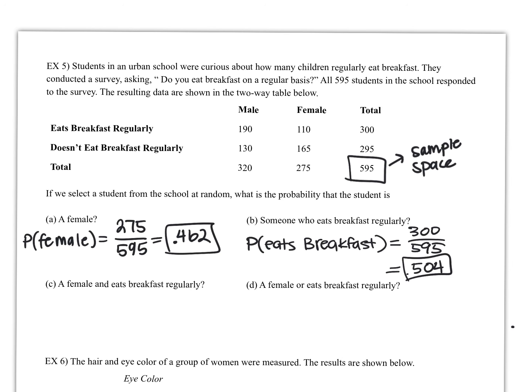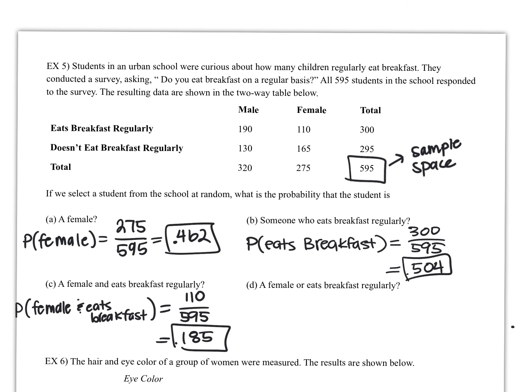Okay. Next, we want the probability of a female who eats breakfast regularly. So that's probability of female and eats breakfast. So if we look at our table, we go to female and eats breakfast, we get 110 out of our total number of students, 595. And we get 0.185. So not a very high probability.